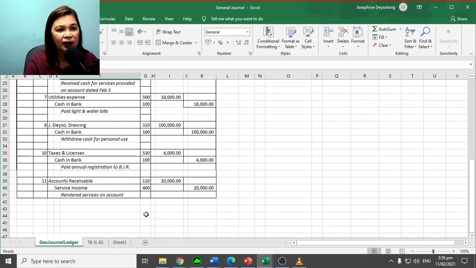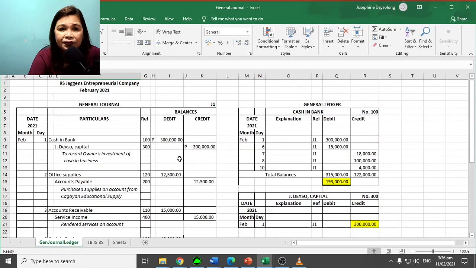Now, let me remind you that in each transaction, you have to determine if it is cash on hand or cash in bank. If there are transactions where it is already stated as cash in bank, you just follow. If it is also just cash, just follow, just place it as cash. So that it will be consistent in your general ledger, that you have cash in bank or you have cash.